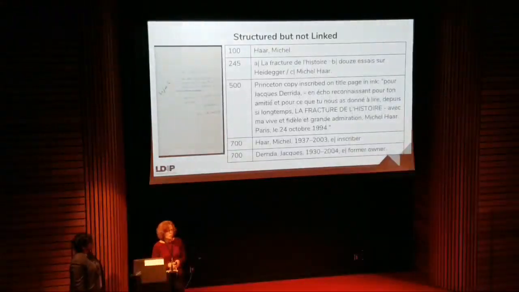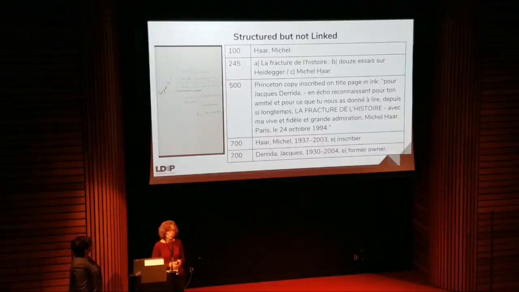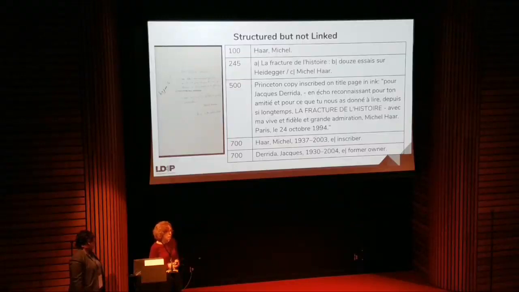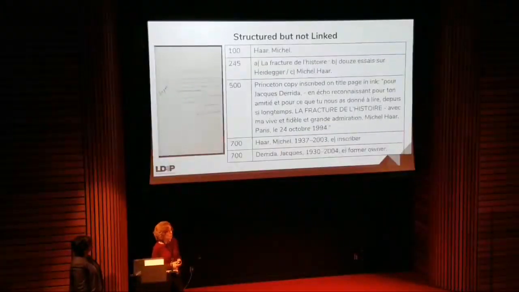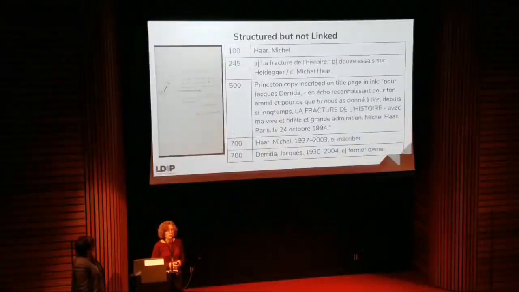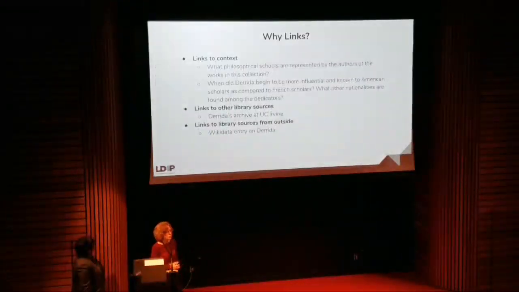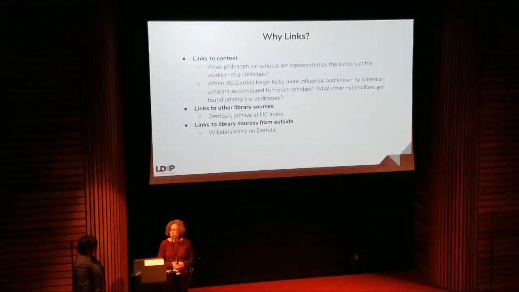But the way that we would describe these things now in MARC, machine-readable cataloging, our data is structured. So this is an example of one of the title pages of the books with a dedication. So we know what the title of the book is, who the author was, and we know that there's a note about the dedication, but this data isn't linkable. There's place names, there's personal names, and there's no way to link this to other sources of data about the same thing. So these are the types of questions that scholars want to ask about this collection that we cannot answer right now without linked data.